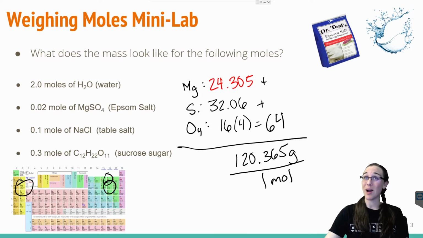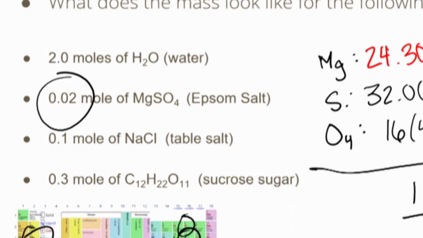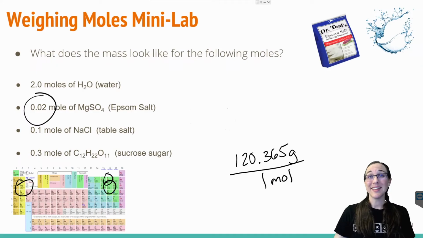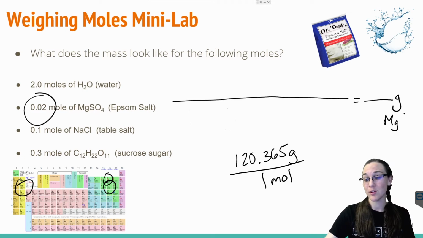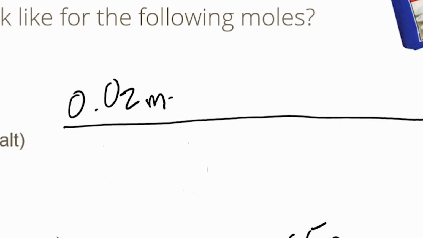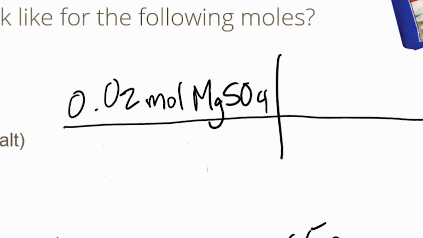So if I was to weigh out 120.365 grams on a scale of Epsom salts, that would be 1 mole of Epsom salts. But we're not interested in 1 mole of Epsom salts, we're interested in 0.02 moles of Epsom salts. So we still need to use our dimensional analysis setup. Let's set up our magical line to freedom and an equal sign with a space for our answer, and we're looking for grams of MgSO4. We're given 0.02 moles of MgSO4, and we want to know how much that weighs.